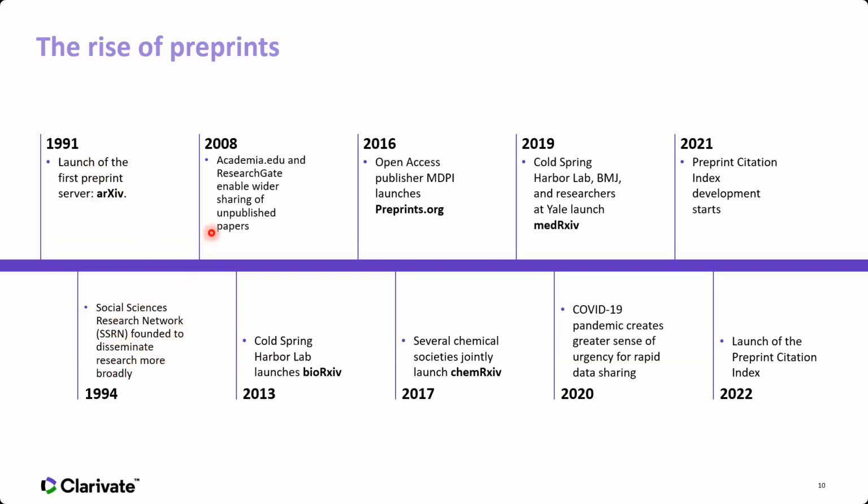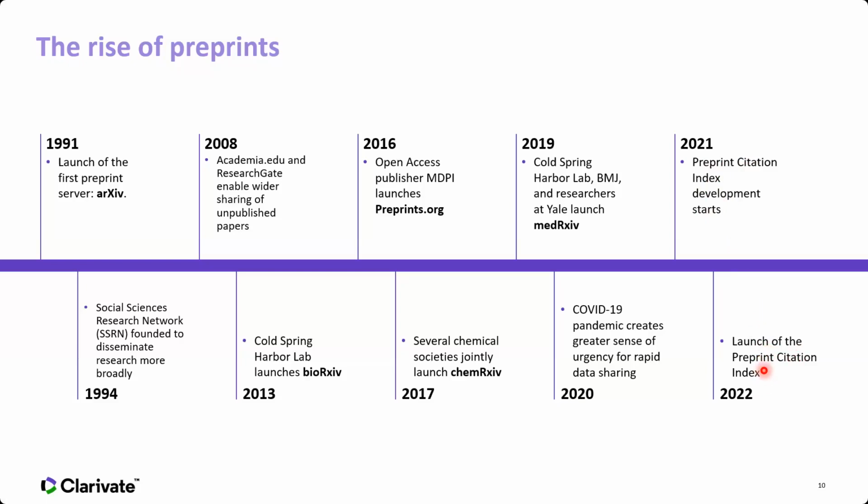And subsequently, we have academia.edu, ResearchGate, etc. Then we have bioRxiv, Preprints.org, ChemRxiv, medRxiv, and many others. Actually, there are a lot more preprint servers available currently. Later on, we can see some of those in my next slide. But with this, ProQuest and Clarivate launched the preprint citation index. They started the development in 2021, and we launched the Preprint Citation Index in 2022.